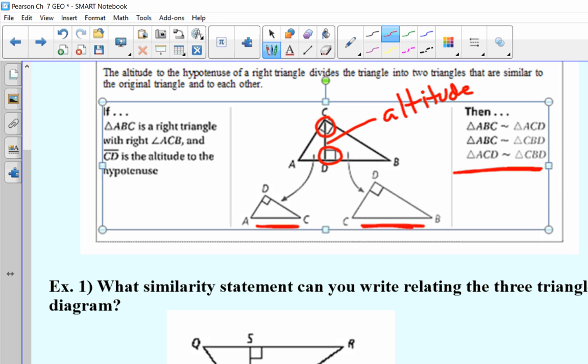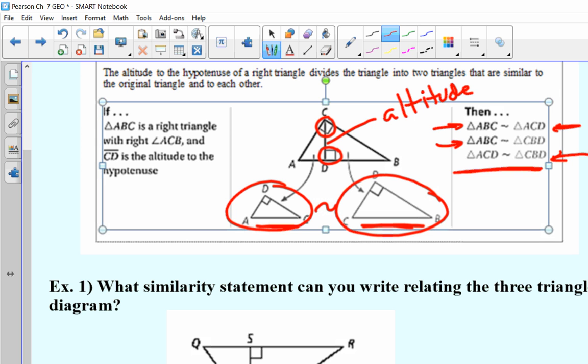They took the big triangle ABC and said it was similar, in this case, to the smaller right triangle. Then they stuck with the big right triangle and said it was similar to the other right triangle that was created. Then they took these two and said they were similar in this last similarity statement. So it's a really cool rule.